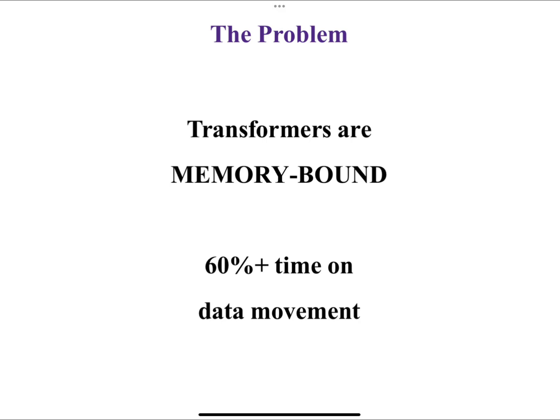Transformers like GPT or BERT are extremely powerful, but they have a major bottleneck. More than 60% of the total time is spent moving data, not computing. This means the hardware is basically waiting for data to arrive instead of doing useful work. So, improving data movement is the key to speeding up transformers.